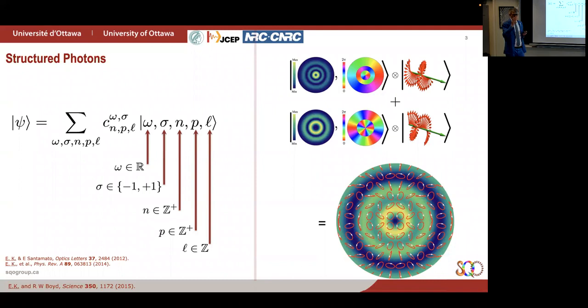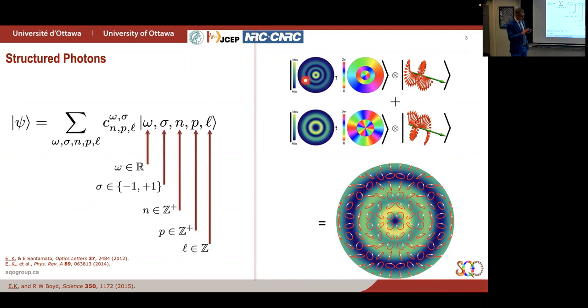The radial degree of freedom was forgotten by people until 2012, when with one of my supervisors, Enrico, we looked into the quantum property of that, and we showed, yes, this is also a good quantum number. And when I moved to Canada, in Bob's team, we performed the first experiment showing people that you can really label a single photon with the radial degrees of freedom.